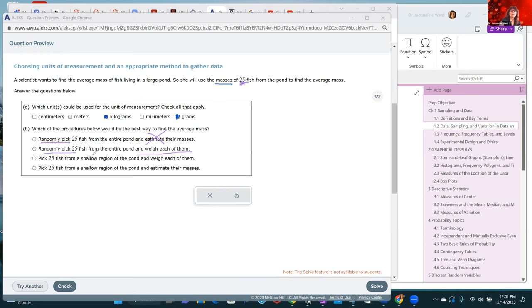We certainly don't want to pick fish only from the shallow region. Because imagine bigger fish probably aren't going to be able to survive in that shallow water, right? So yeah, those are bad. Randomly picking them and weighing them. Okay.